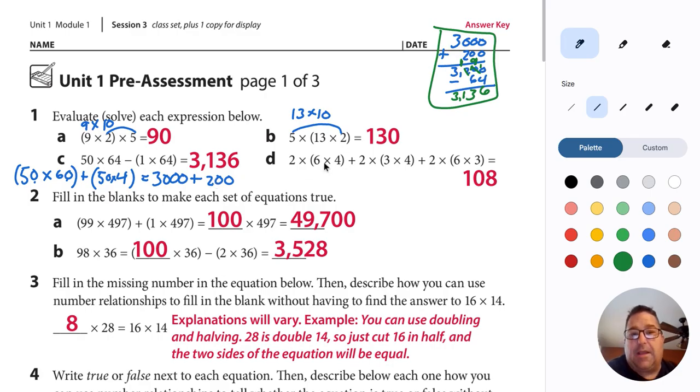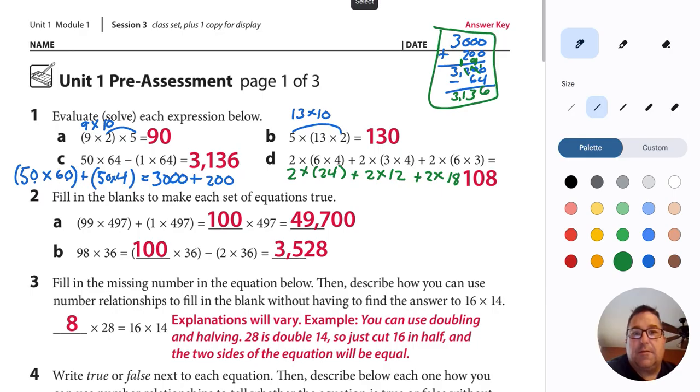So cool. Now, how about D? I see adding here, adding here. Okay, cool. So we're just going to follow the rules here. So we got 2 times, then what's in parentheses, 6 times 4 is 24. 3 times 4, that is 12. We can go ahead and do all these parentheses real quick. 6 times 3 is 18. So we have to start inside parentheses. So now we got 2 times 24 plus 2 times 12 plus 2 times 18.